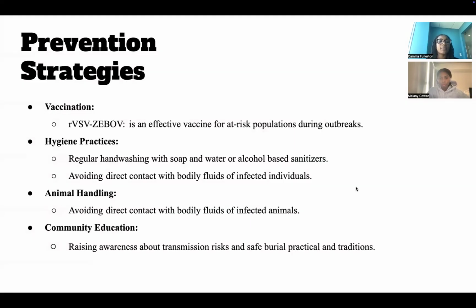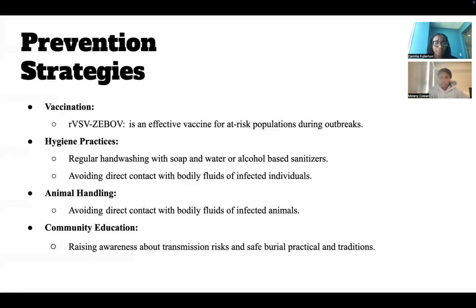So here we have some prevention strategies. Vaccination. So the rVSV-ZEBOV is an effective vaccine for at-risk populations during the outbreak. If this vaccine is taken relatively soon, whether you feel like you have been infected or you are, you have the highest chance of doing better if you get the vaccination relatively quickly.